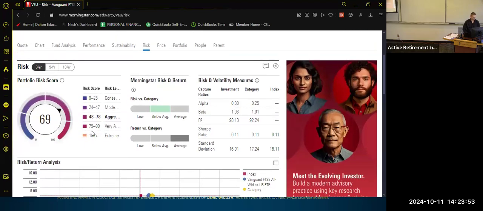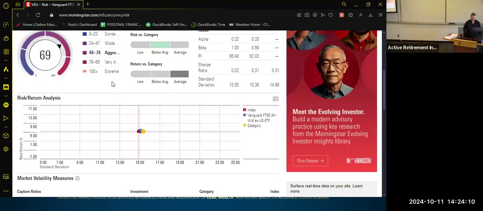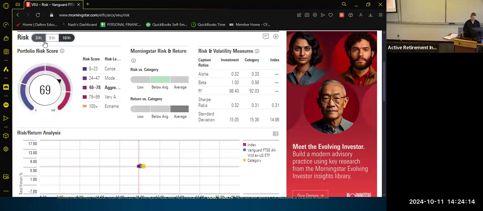we can see here that it's decently more aggressive. You can see that portfolio risk score jumps up a bunch and puts us into the aggressive category. But still, compared to its category, for the last 3 years, the risk is below average. I'm curious, if we go to 5 years, do we get the same story? We do. And for 10, we get the same story too. It's not by very much, it's by a very small amount, but it is there.